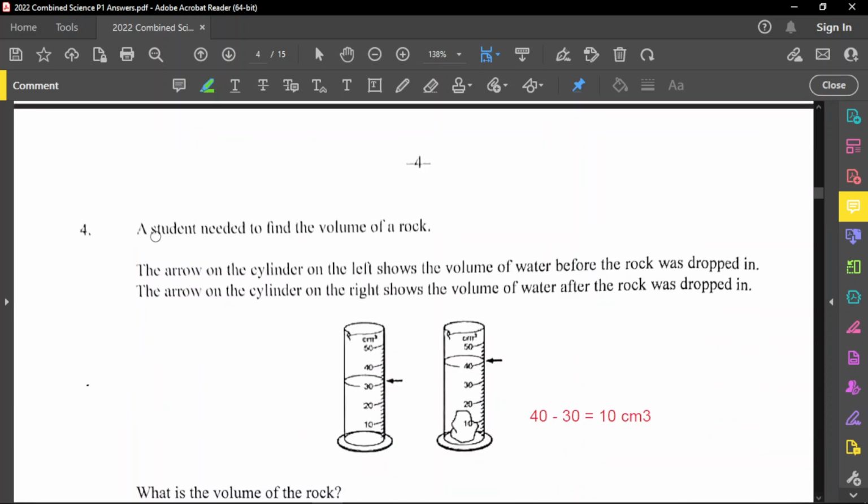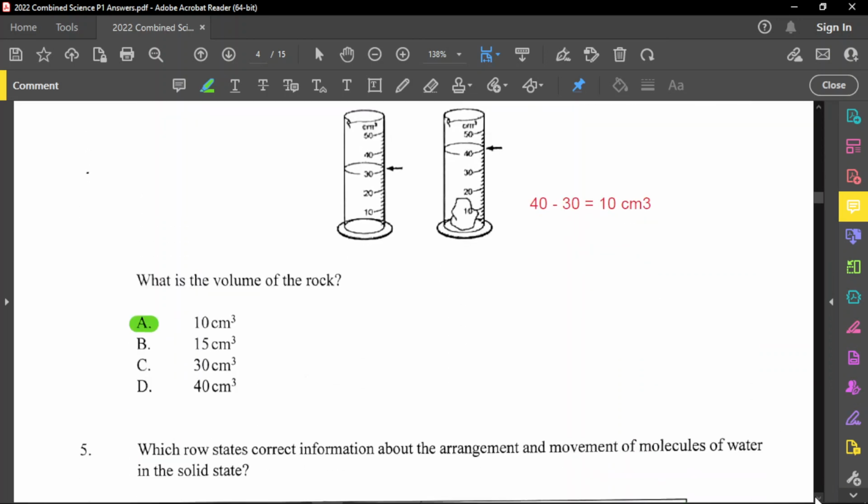Question number 4 reads that a student needed to find the volume of a rock. It said the arrow on the cylinder on the left shows the volume of water before the rock was dropped in, and the arrow on the cylinder on the right shows the volume of water after the rock was dropped in. And so for a very simple calculation, you're going to subtract the cylinder with only water from the one with the water and the rock. So it's going to be 40 minus 30, which gives you 10 centimeters cubed. And so therefore option A is the correct answer here.